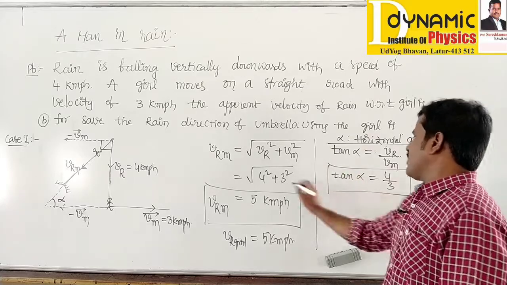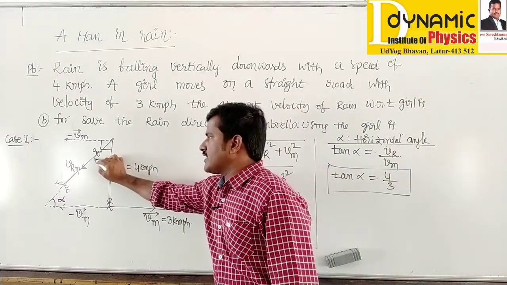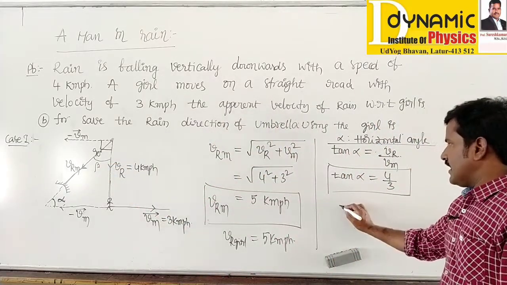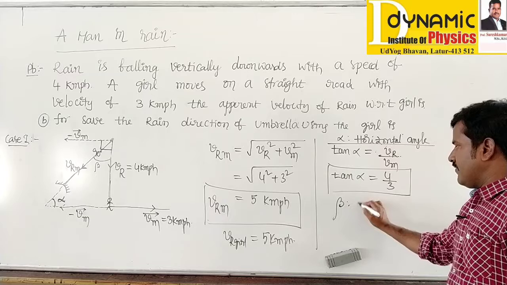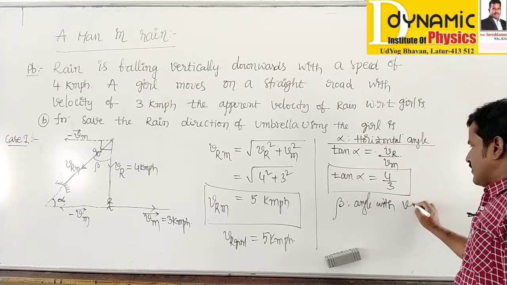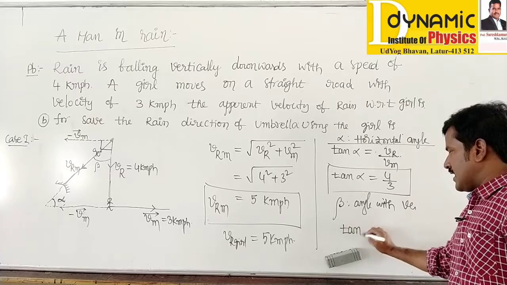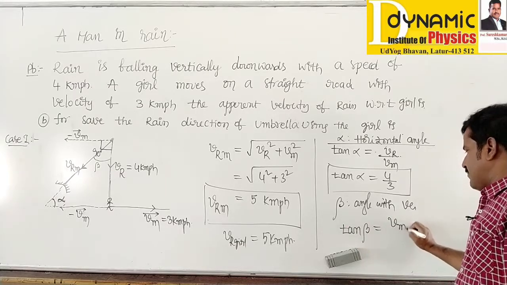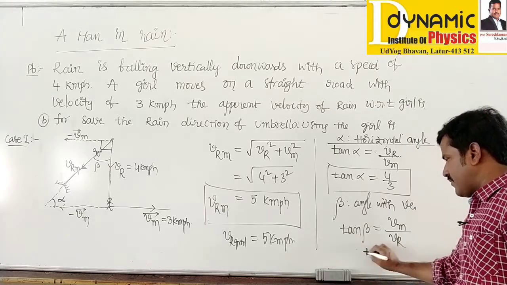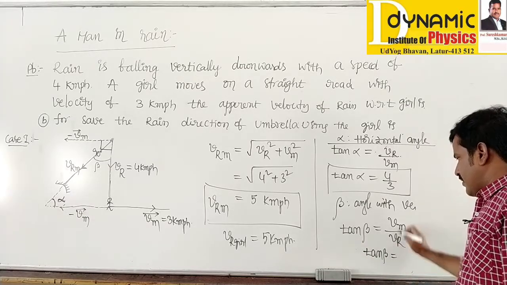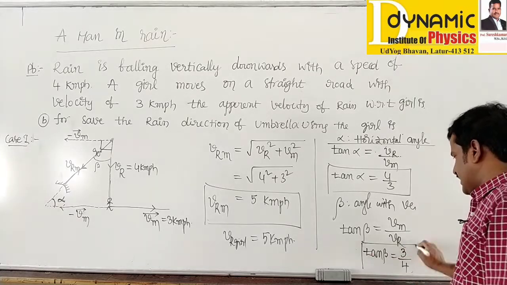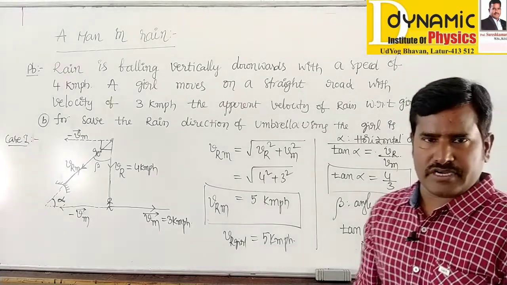This is the direction. For the angle with vertical, we consider beta. Beta is the angle with vertical, so tan beta is written as Vm upon Vr. The girl's velocity is 3 upon 4. So tan beta equals 3 by 4.